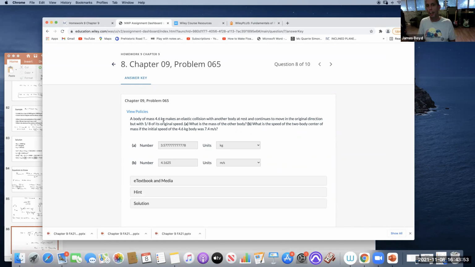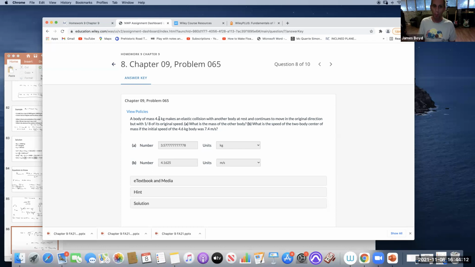And once you find that, you can figure out what the mass of the other body is. What is the speed of the two body center of mass if the initial speed of the 4.6 kilogram body was 7.4? Now, the initial momentum and the final momentum of the center of mass have to stay the same.